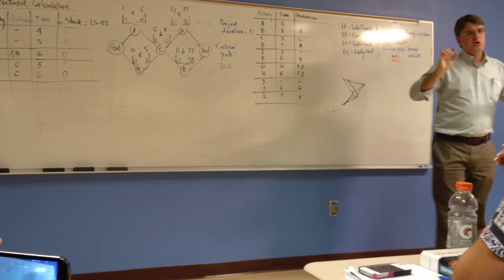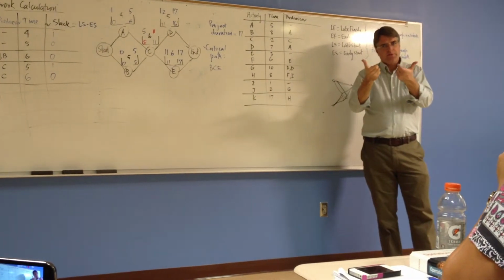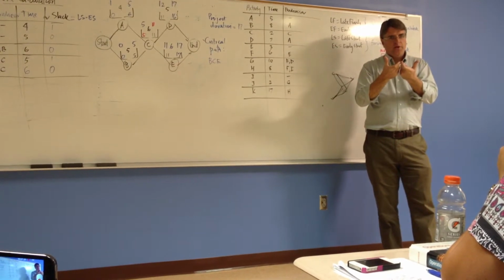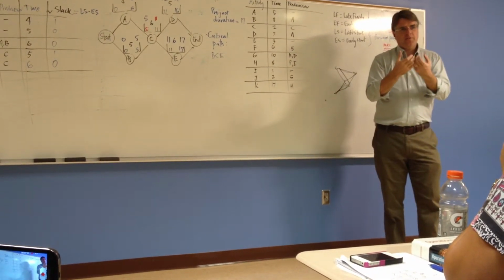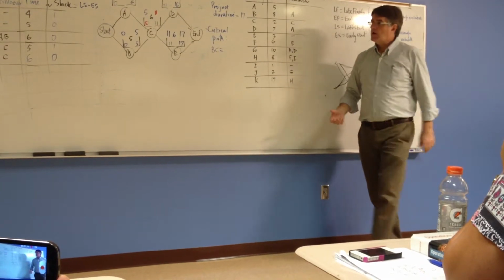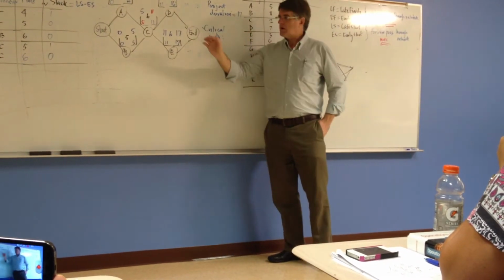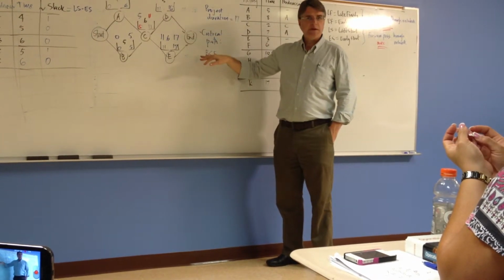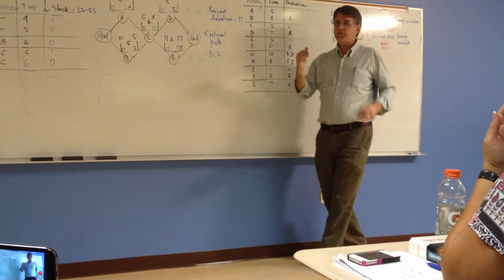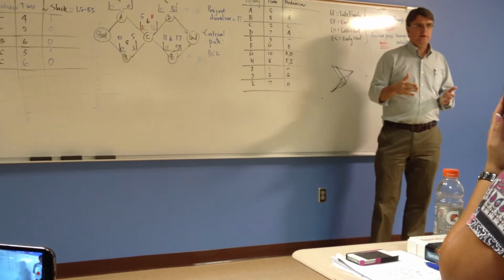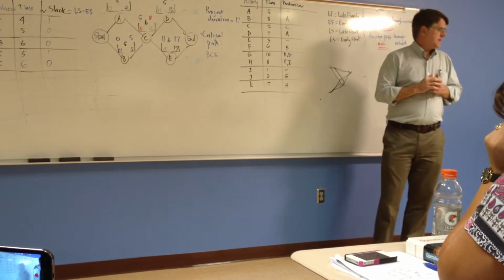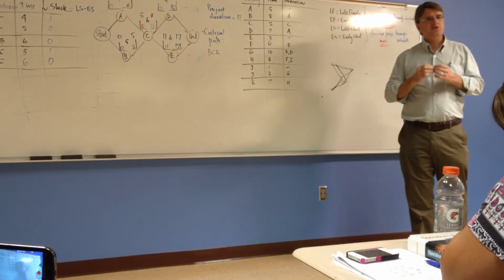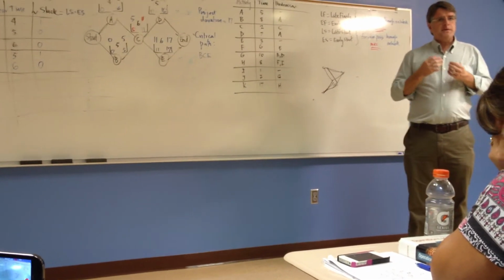So if you're going to crash in a project where multiple paths are critical, what do you think you're going to have to do? Shorten all critical paths simultaneously. So I would have to look at the cost of crashing activities on paths BCD and BCE, and take the minimum cost way to get both of them a day shorter. So it becomes actually an interesting exercise.